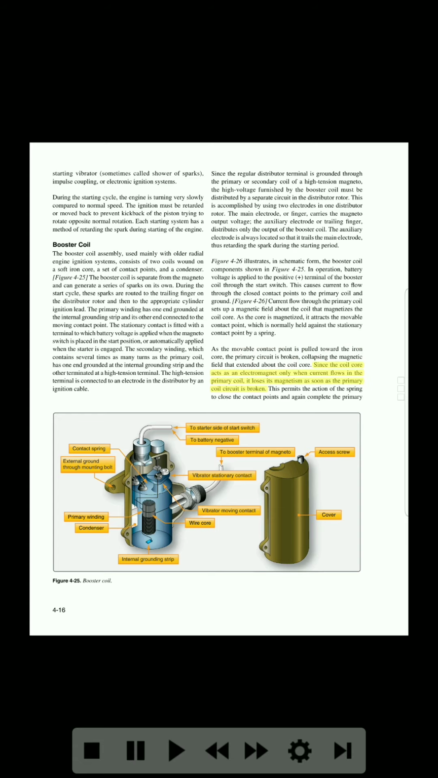Since the coil core acts as an electromagnet only when current flows in the primary coil, it loses its magnetism as soon as the primary coil circuit is broken. This permits the action of the spring to close the contact points, and again complete the primary coil circuit.